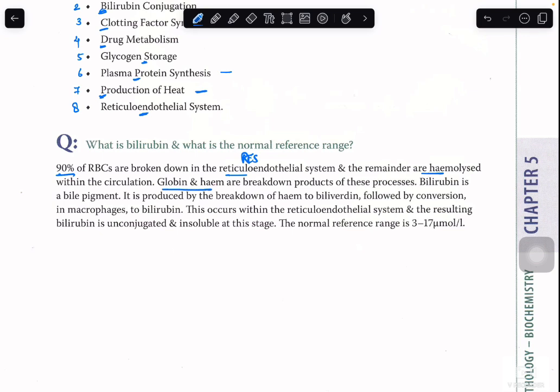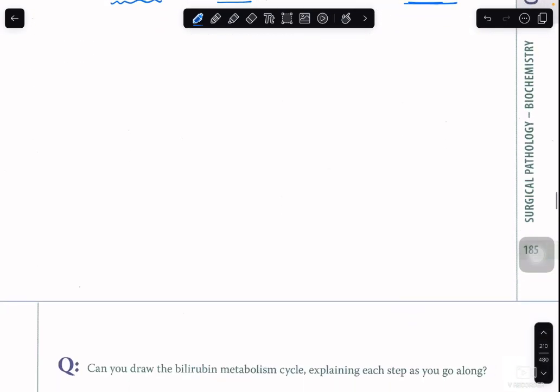Bilirubin is a bile pigment. It is produced by the breakdown of heme to biliverdin, followed by conversion in macrophages to bilirubin. These occur within the RES, and the resulting bilirubin is unconjugated and insoluble at this stage. The normal range is 3 to 17 micromole per liter.